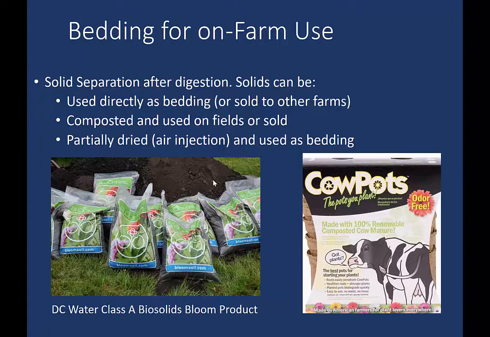This is a digester where, after digestion, they separate the solids and put these solids into these things called Cowpots. Pathogen-free, they have a lot of nitrogen and phosphorus, so they do a solid separation then a drying process, and you can buy them off Amazon, and they are from digested cow solids. So you can use it as that. Again, a lot of people just use the digested solids as bedding, but you can also sell them off farm and make fun products too. So this is the Bloom product from DC Water. They're trying to get it to sell in Home Depot. That's the goal, as an organic fertilizer.